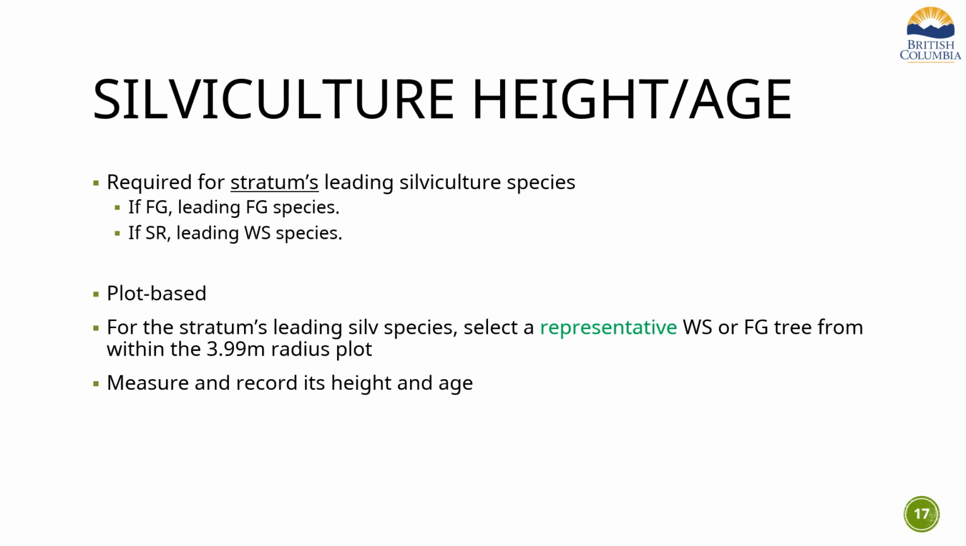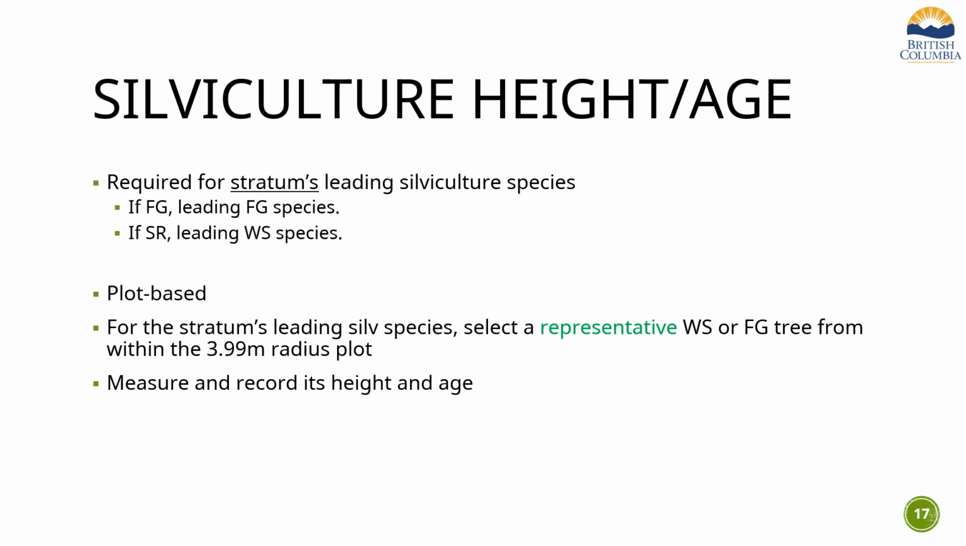Next, we have silviculture height and age. It will now reflect the leading silviculture species. In the 2020 manual and earlier versions, it wasn't actually linked to an individual species, so this is a significant change. If your stratum is free-growing, you will pick the stratum's leading free-growing species. If your stratum is SR, you will pick the leading well-spaced species.